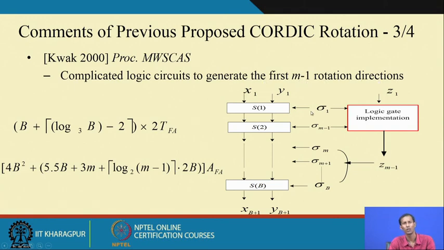So, that means here, from the beginning, considering the input rotation, that means the input angle given, based on that we are trying to pre-compute the sign values, and then we use them in the iteration mode. So, here the delay is B plus this, and the area is this.